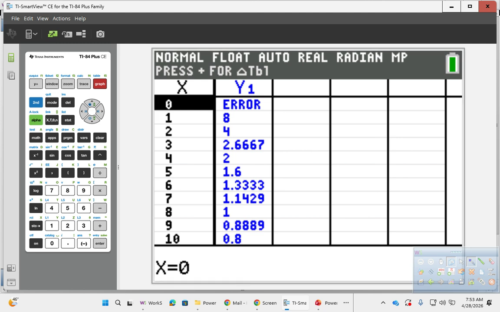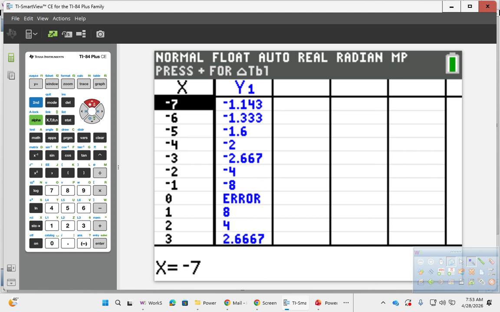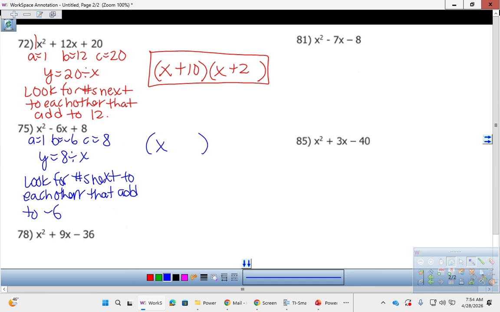But look, 1 plus 8 is 9. 2 plus 4 is +6. 4 plus 2 is +6. 8 plus 1 is +9. None of them add to -6. So where do I have to go? Up. Up in the calculator is going to take me to the negative numbers. -1 plus -8 is -9. -2 plus -4 is -6. So I'm going to use -2 and -4. Remember, my parentheses always start with x's, and now I picked -2 and -4. And so this is my factored form for this one.